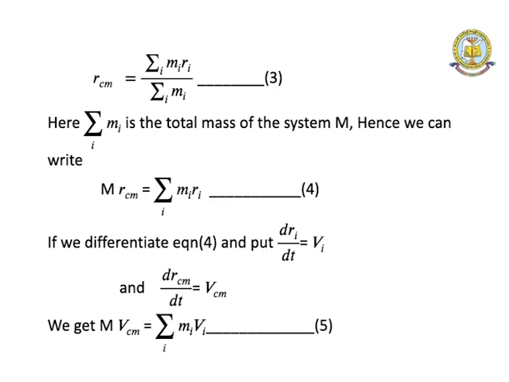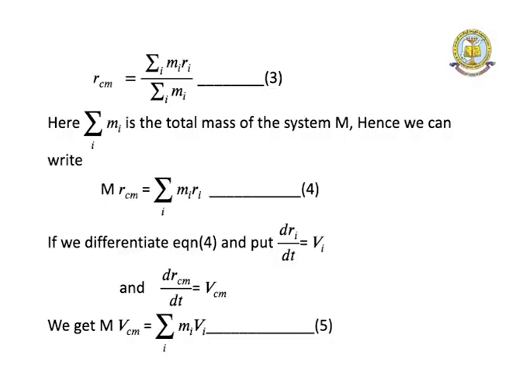Now differentiating this fourth equation with respect to t, M is a constant, and differentiating rcm with respect to t, drcm by dt is equal to summation of i, mi constant, dri by dt. You can write dri by dt, that is distance by time, is equal to velocity, so dri by dt is equal to vi, and drcm by dt is equal to vcm.